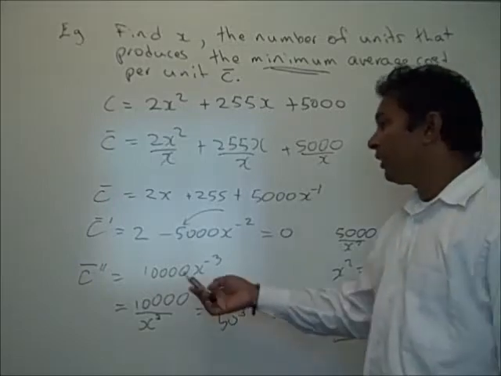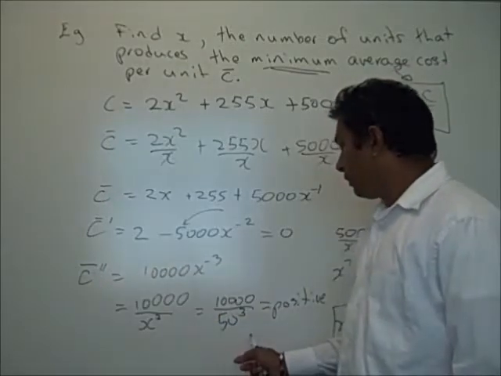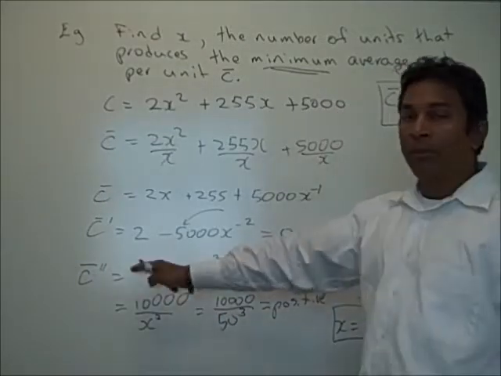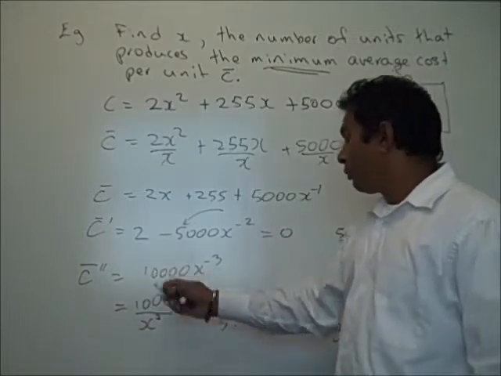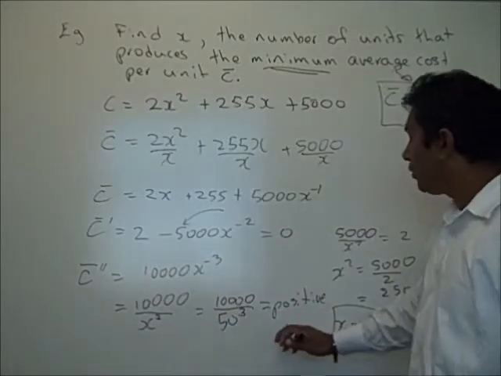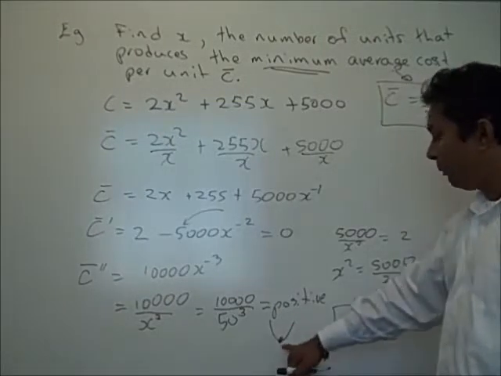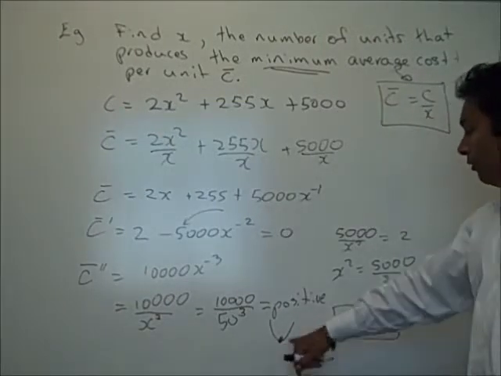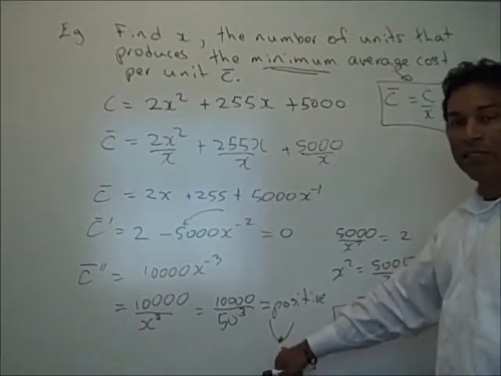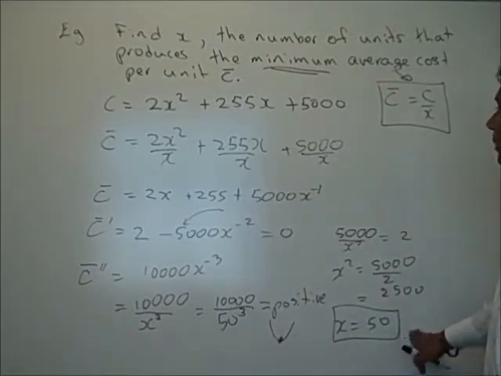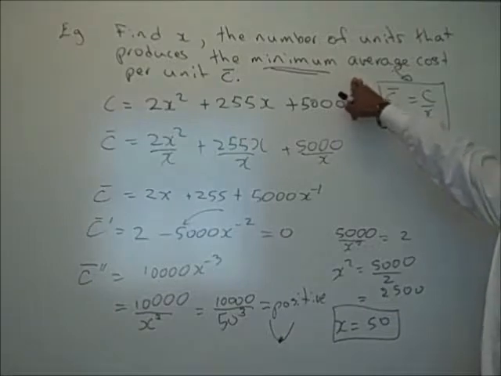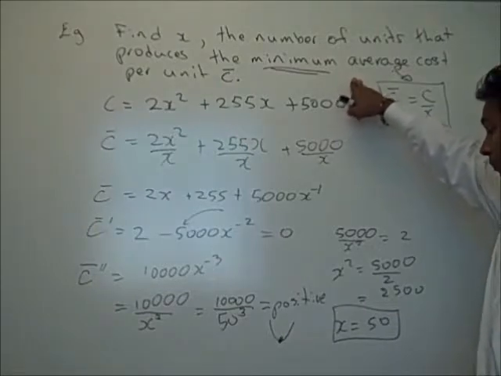We know from our second derivative test that when we plug our critical number into our second derivative and it's positive, our graph is concave up. So therefore it's a minimum value here. So at 50, because this is positive, it's at a minimum. So our answer would be 50 units will produce our minimum average cost.